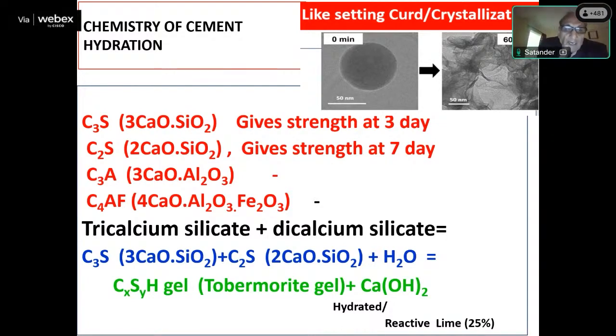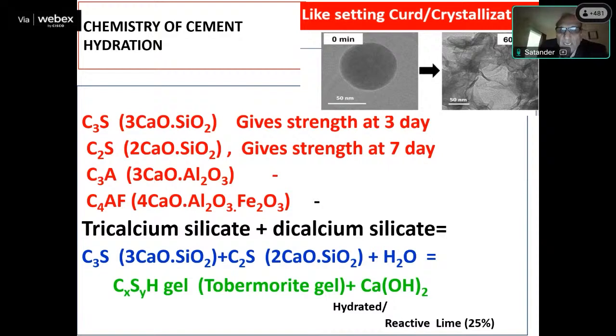Please remember, tricalcium silicate sets at 3 days. So we do cement testing at 3 days. Dicalcium silicate sets at 7 days. We do cement testing at 7 days. And please remember, setting of cement is equal to preparation of the curd.